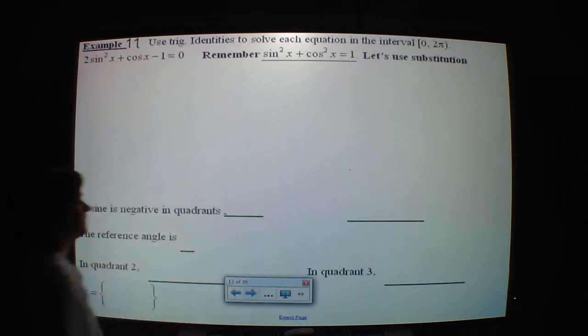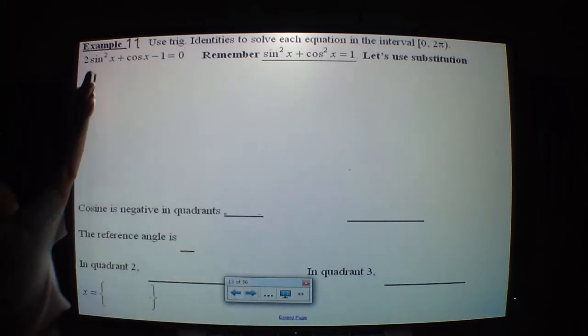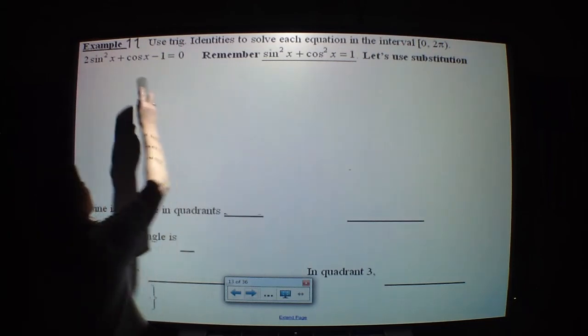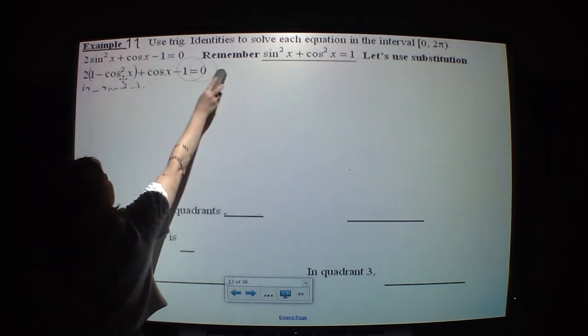Next one. Example 11, use trig identities to solve the equation on the interval. Different trig functions. I have sine squared and I have cosine. Remember, sine squared plus cosine squared is equal to 1. So I could do a substitution here. And this one is like that one on the worksheet. So instead of sine squared, I can call it 1 minus cosine squared. So that's what I did.